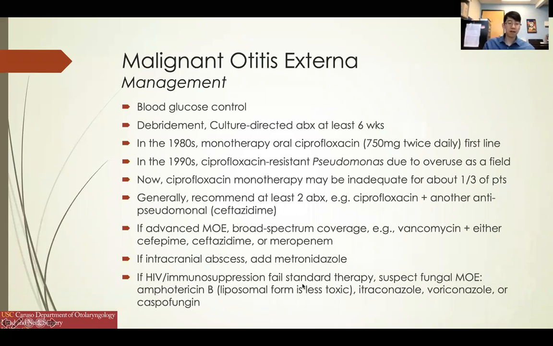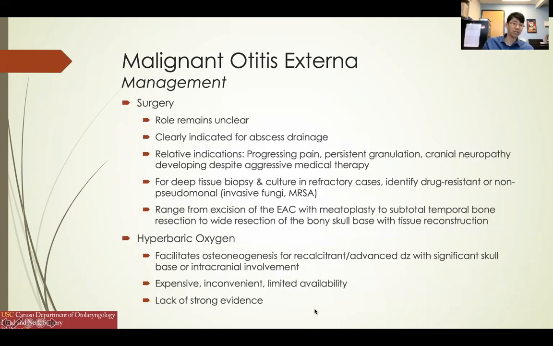If they have HIV or immunosuppression and they're failing therapy, then you want to think about fungal MOE, which should be treated with amphotericin B, of which the liposomal form is less toxic, or your azoles, so itraconazole, fluconazole, or caspofungin.